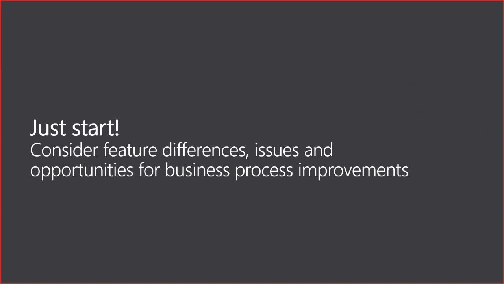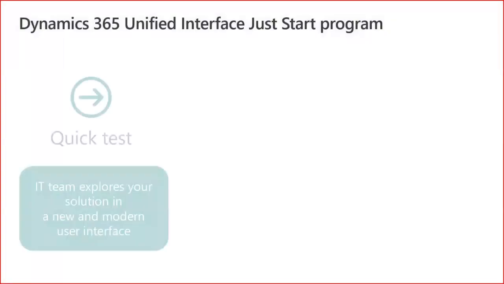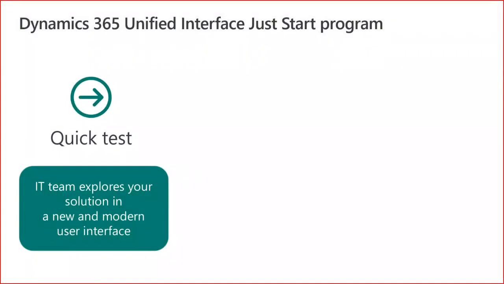Try to identify some of the issues with your customizations. Try to set up a plan for them, and also keep in mind that there can be some changes in your business process. So maybe there are some improvements. Maybe there are some business processes which are not valid in your implementation anymore, because, for example, maybe your business already changed. So all of these changes are good to have in your plan as a part of the transition to Unified Interface. The first thing which we will talk about today is something we call quick test.